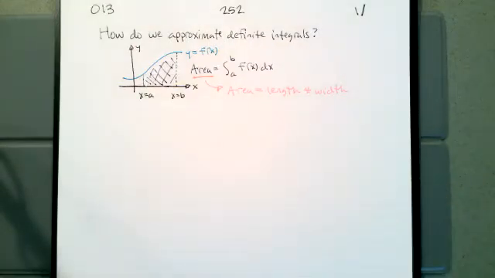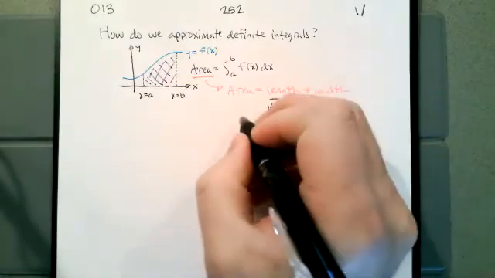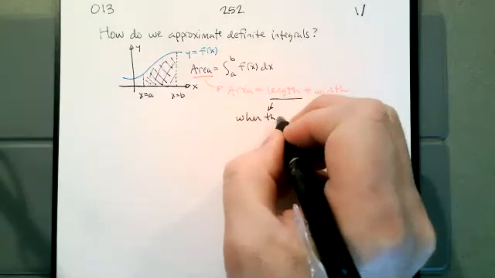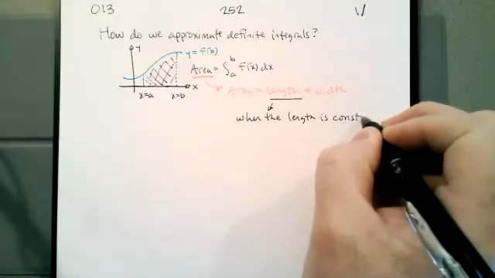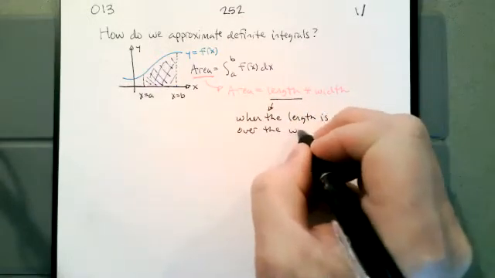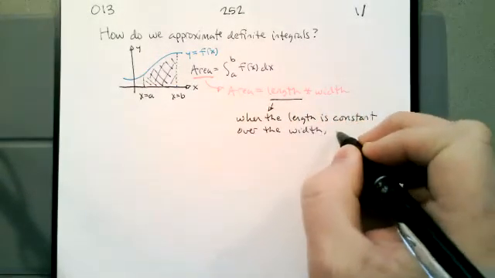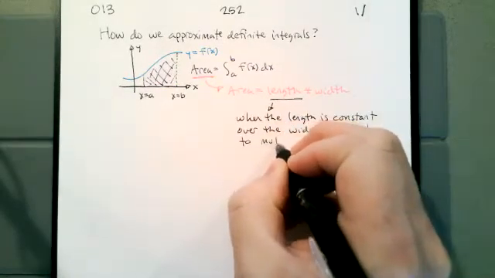Now, this is all we need. We get to multiply if the length is constant over the entire width. So we want to look at the length here. When the length is constant over the width, then we get to multiply, because it's just constants.